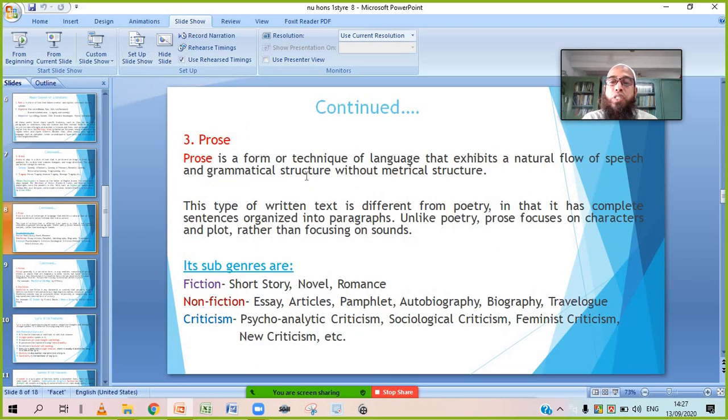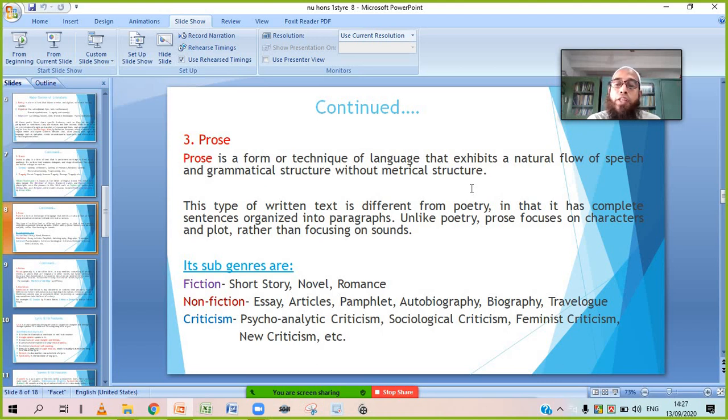Prose is a form or technique of language that exhibits a natural flow of speech and grammatical structure without metrical structure. You have a course in honors first year, Introduction to Prose, and that is divided into two subgroups, fiction and non-fiction, that we are going to learn here. What is fiction and non-fiction?